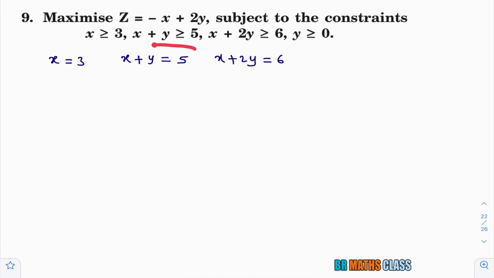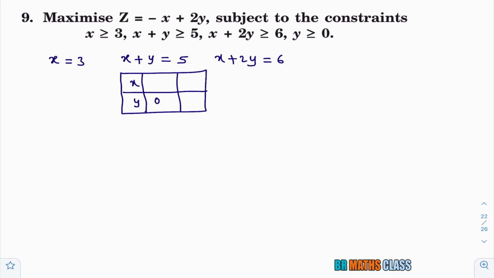Now to draw the line x plus y equal to 5, we need 2 points on this line. For that, as usual, as we are in the 9th problem of this exercise, you know this, we consider a table like this. Now you put y equal to 0 in this, then you will get x equal to 5. You put x equal to 0 in this equation, then you will get y equal to 5. So we know 2 points on this line: one is 5, 0, another one is 0, 5.